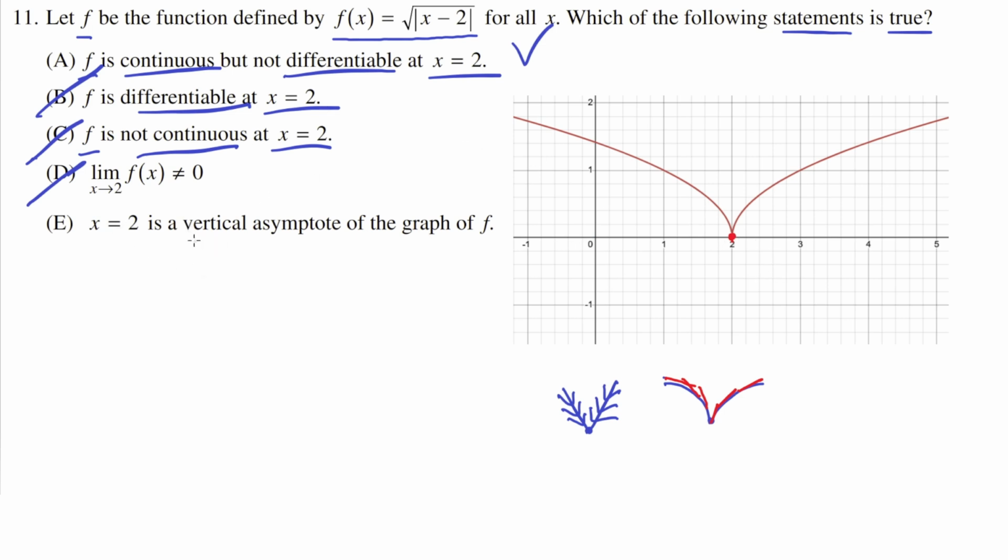E says x equals 2 is a vertical asymptote of the graph of f. No, because the graph passes through this. If there was an asymptote, the graph would not exist at the asymptote. The value of the graph here at an x value of 2 is a y value of 0. So the point 2, 0 does exist on the graph. So this cannot be an asymptote. So the correct answer is A.